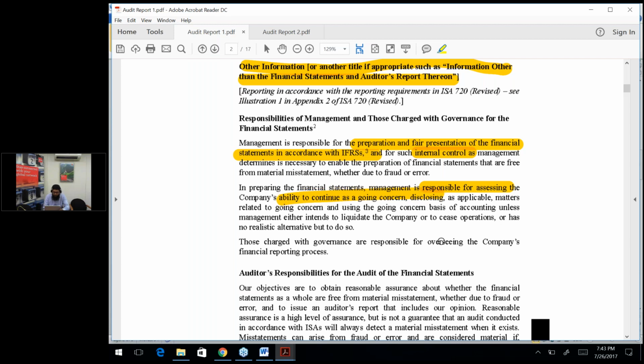Furthermore, those charged with governance are responsible for overseeing the company's financial reporting. This was never there in the report and has now been presented. It was already there that the management is responsible for preparing the financial statements in accordance with the applicable framework and for maintaining internal controls. But it was never mentioned that the management is responsible for assessing the going concern status. Furthermore, it was never mentioned that those charged with governance have the responsibility for overseeing this whole process.